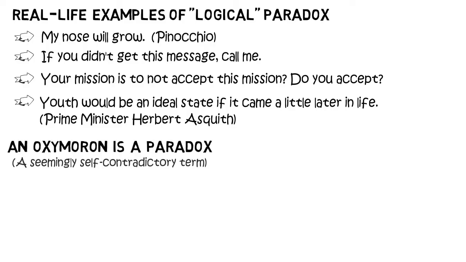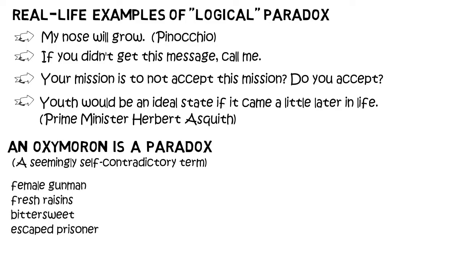Now, an oxymoron, that's a term that is seemingly self-contradictory, is also a version of a paradox. So let's look at some of these. Female gunman. Gunman, who's a female. Of course it's possible, it's only seemingly a self-contradictory term.